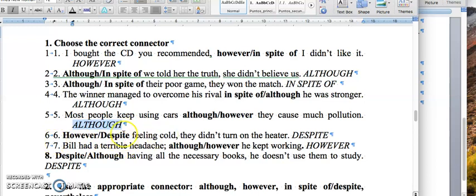Here we have despite feeling, no? Because we have the verb plus ing, so that's why we use despite. Here we have punctuation, so that's why: Bell has a terrible headache. However, he keeps working. And here we have ing again, so it's despite.